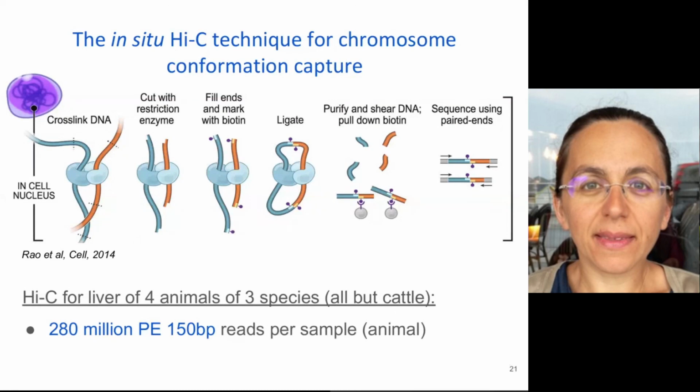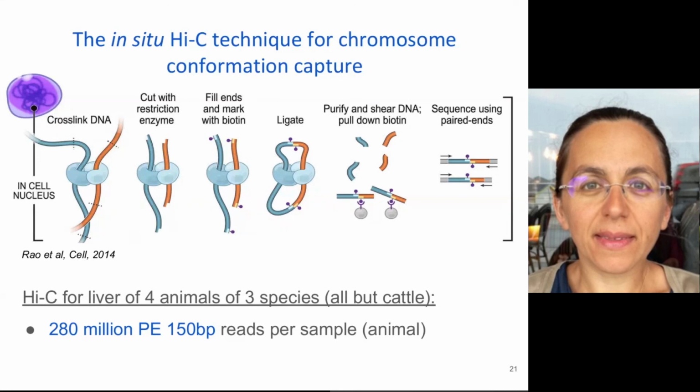You take the cells, and the DNA from the nucleus, you cross-link the DNA, then you cut with the restriction enzyme, you fill the ends and you mark them with biotin, you ligate, you purify and shear the DNA, and you pull down the segments that have this biotin, and then you sequence. And so, of course, when you map the reads, you do not expect these reads to come necessarily from places that are close by in the genome. They could be far away, even on different chromosomes.